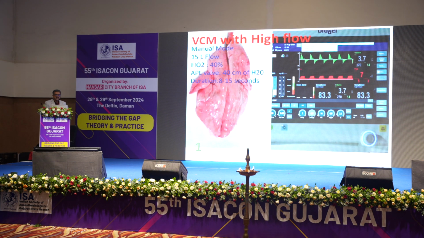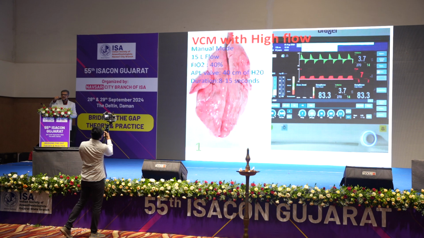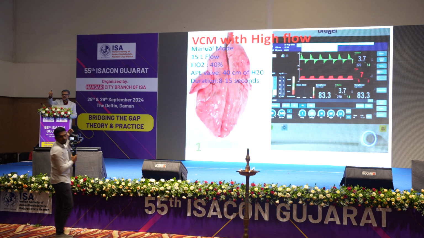So how to do it in clinical practice? Manually you can open the atelectasis and recruit the lung. Change the ventilator setting to manual, keep the APL valve closed at 40, keep the FiO2 at 40, and increase the flow to 50 liters per minute. This will gradually generate the pressure in the lung, reaching up to 40. Look at the graph, once it reaches 40, wait for 8 to 15 seconds, and this will overcome the atelectasis.